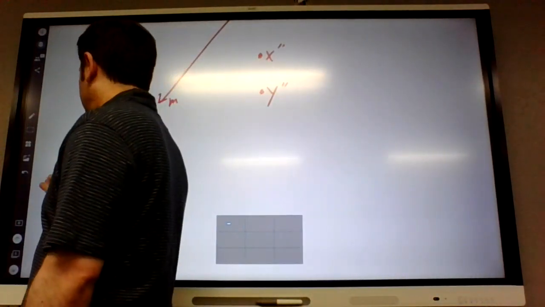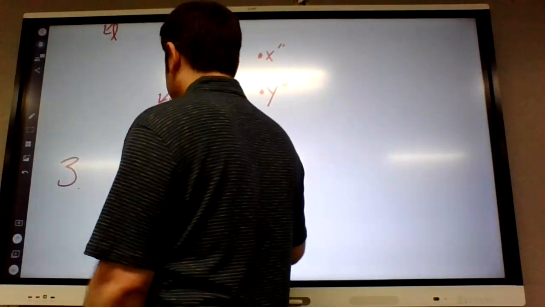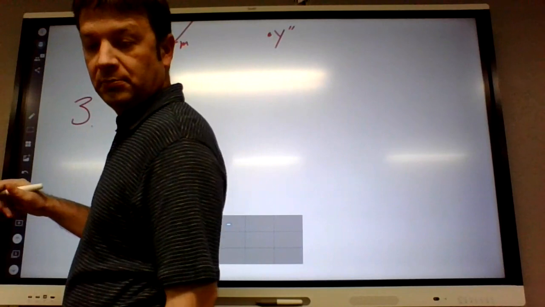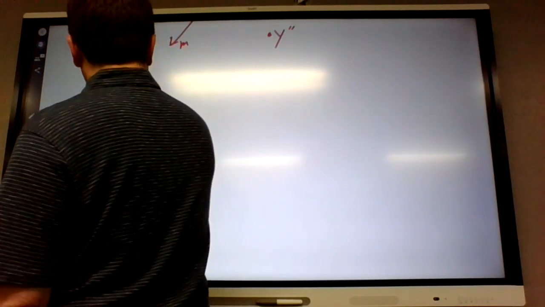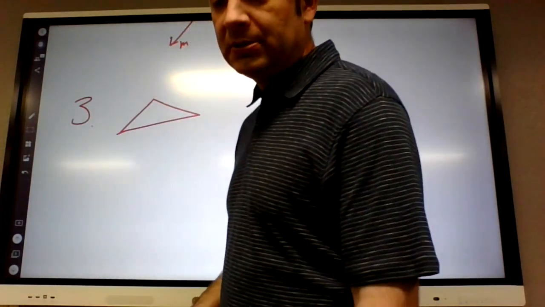Okay, number three. So I'm going to draw the same thing, but with a triangle this time. The triangle looks like an acute isosceles.